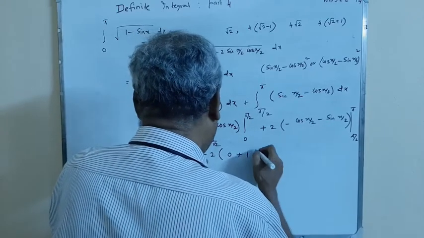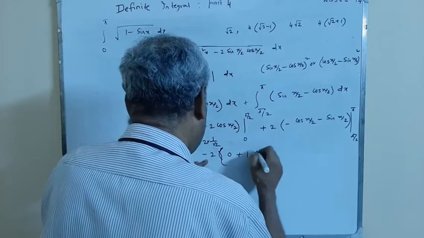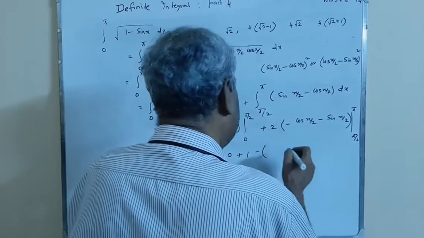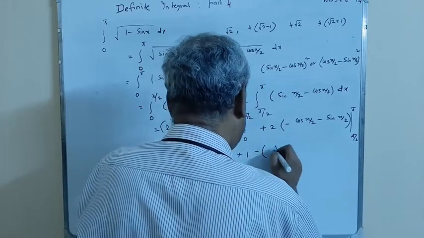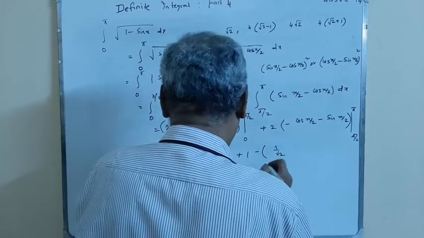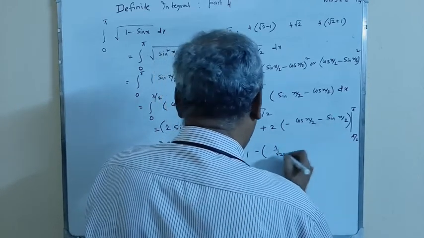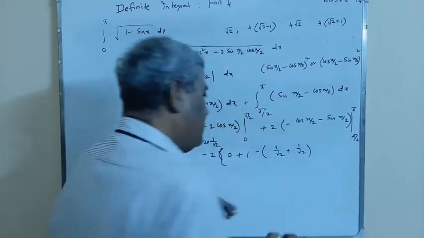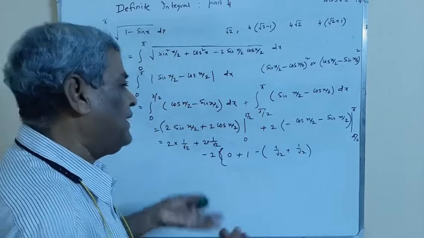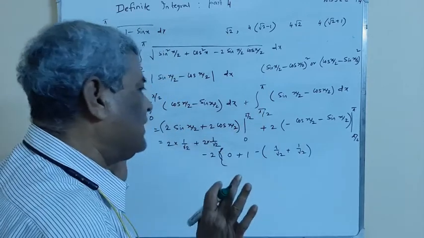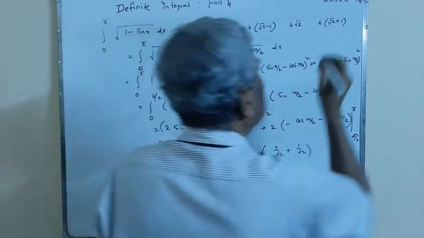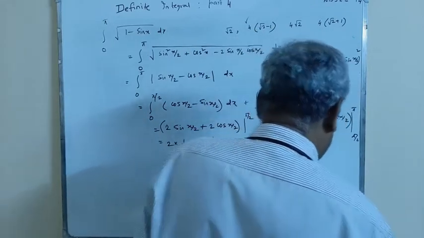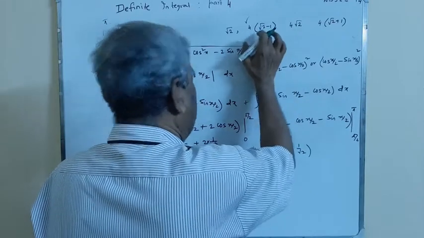Then we have to take one minus common, pi by 2. So cos pi by 4, it is 1 by root 2. 2 is there, and this is again 1 by root 2. So we put all the limits, lower limit, upper limit everywhere. After simplification, it is our answer. After simplification, this is our answer.